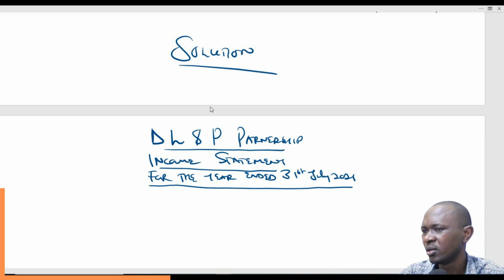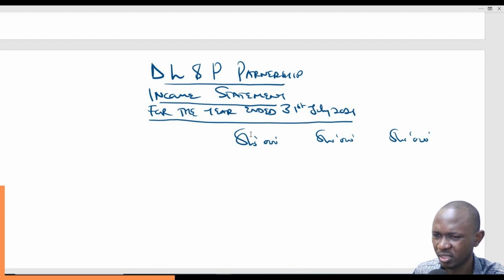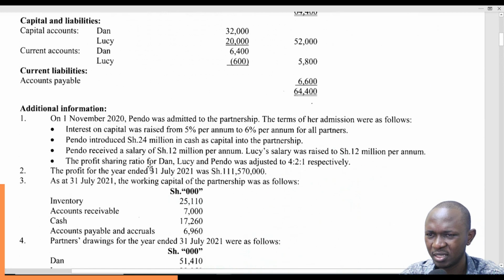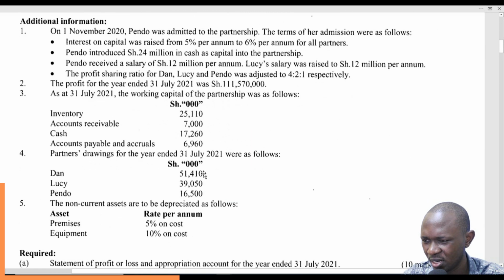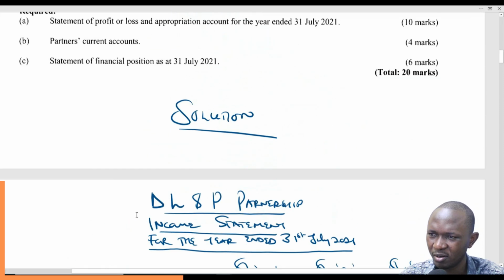And in normal circumstances, we'll have started with the trading account, then go to the profit and loss account, and then head to the appropriation account. But in this case, we've already been given the profit. So we'll start right away from the profit. And the profit for the year ended at 1st July was 111,570. Since we have already restricted the zeros, we'll just have 111,570 like that, and then we proceed.